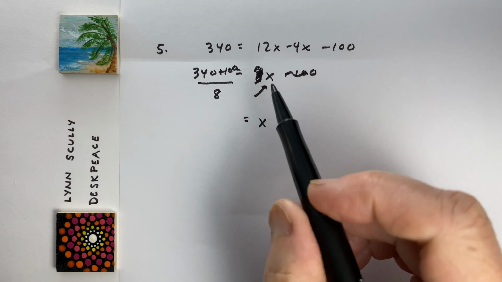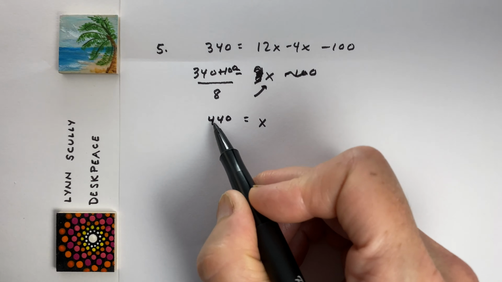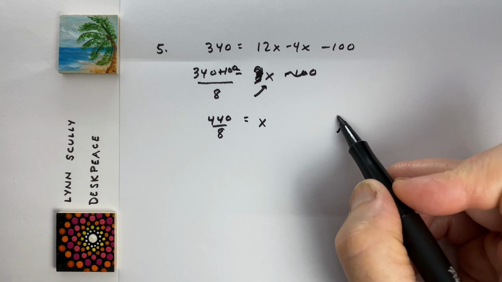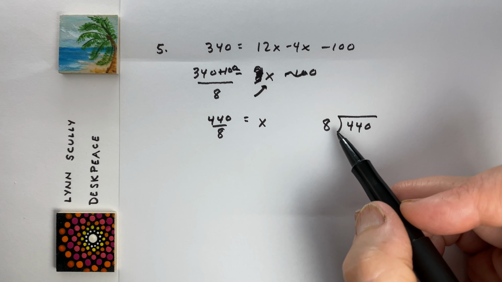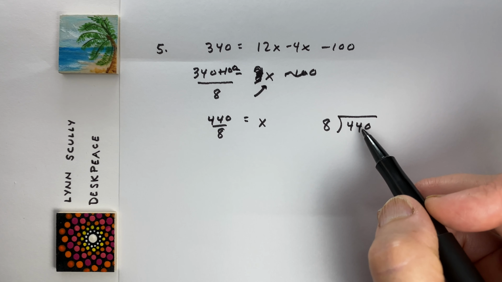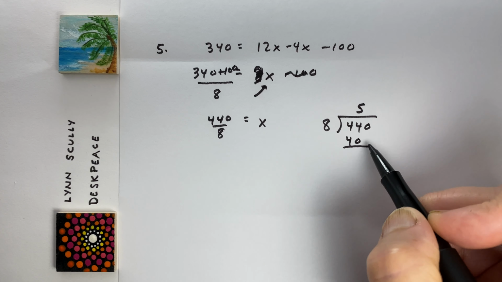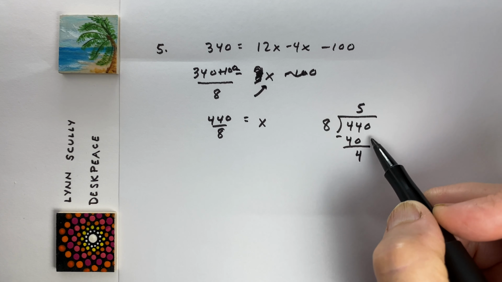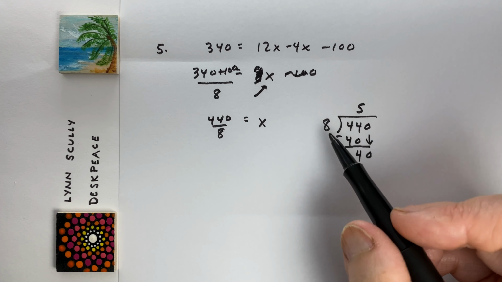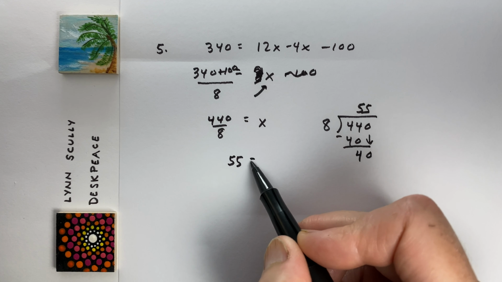And I'm getting, let's see, 340 plus 100 is 440 over 8. And I can reduce that. 8 into 440. 8 into 44 is going to be 5. 5 times 8 is 40. Subtract. 44 minus 40 is 4. Bring down the 0. 8 into 40 is 5 again. So 55 equals x.